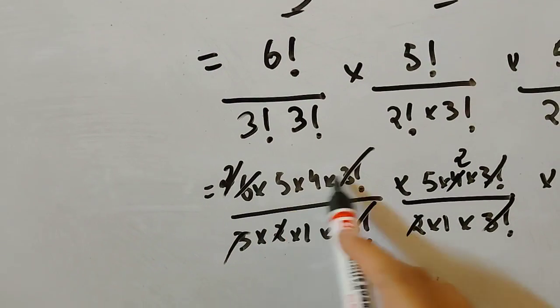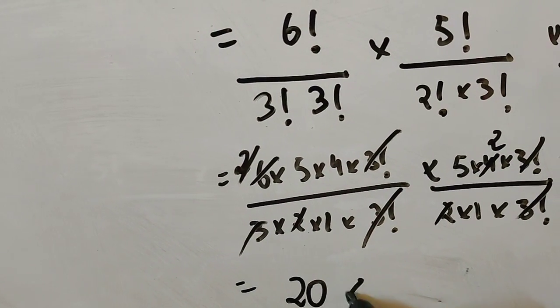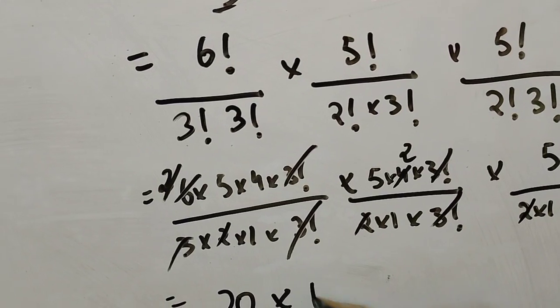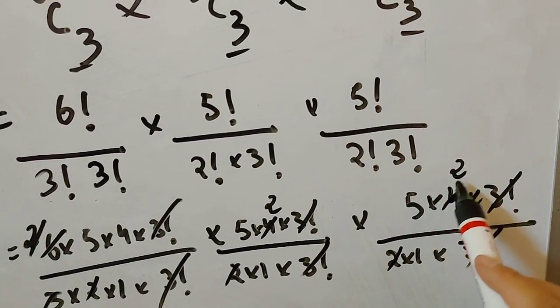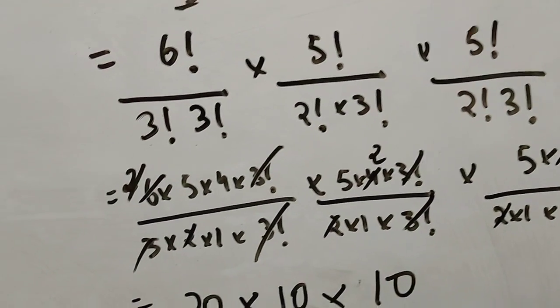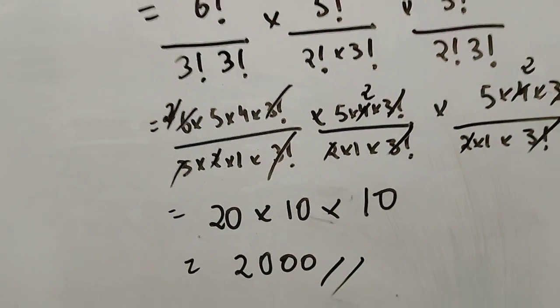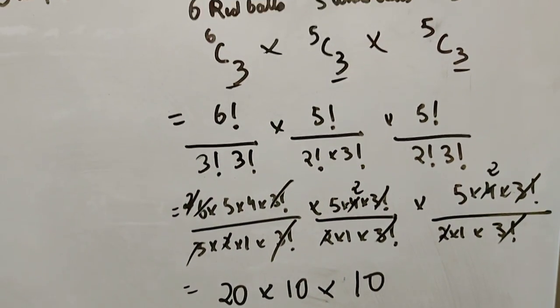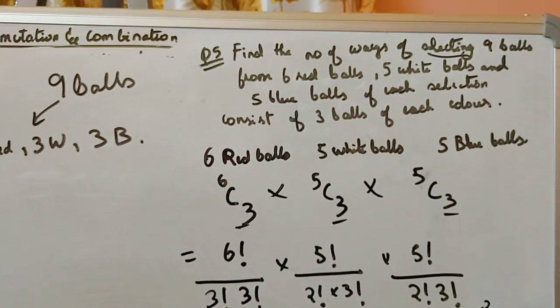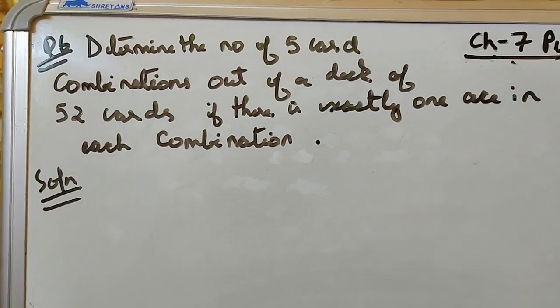So here I am left with 5 4s are 20, into 5 into 2, 10, into here, so 5 into 2, 10. Okay, this will be your answer. Next is question number 6.